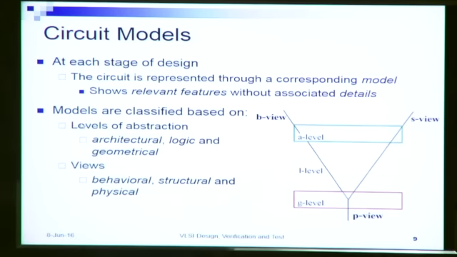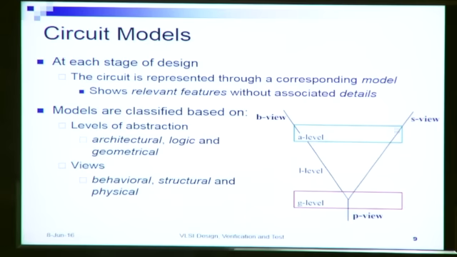So, models are classified based on two things, two aspects. Any model at any level will be classified based on two aspects. One is the level of abstraction. I can have three major levels of abstraction: the architectural level abstraction or model, the logic level abstraction or model, and the geometrical level abstraction or model. This figure shows these three levels.